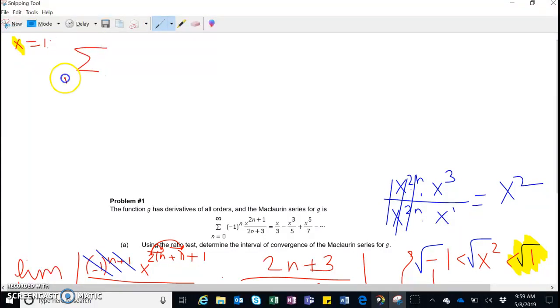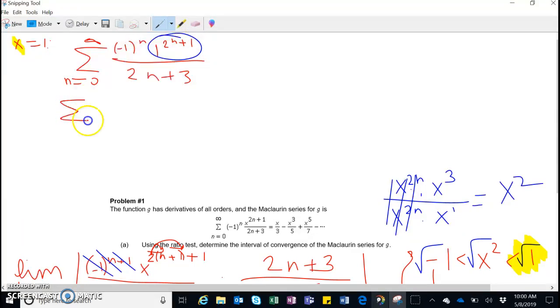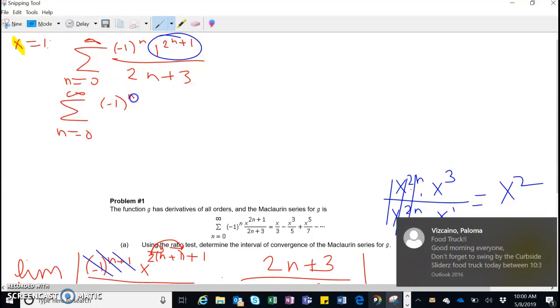That means my sum from 0 to infinity is of -1 to the n. I'm going to replace the x with a 1, so that's 1 to the 2n plus 1 all over 2n plus 3. And let's see, 1 to any power is just 1. So this whole term right here is just 1. That's not super scary. It kind of disappears. So the sum that I'm interested in is the one that goes from 0 to infinity of -1 to the n all over 2n plus 3.